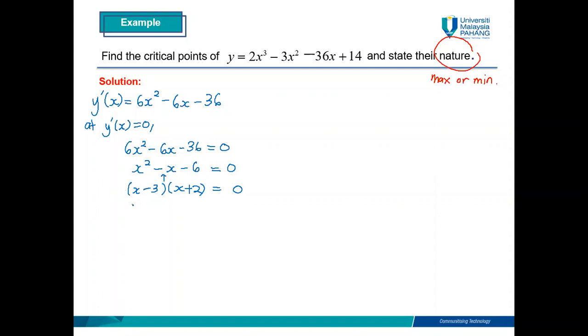So next, we have x is equal to 3 and x is equal to negative 2. So, right, we have the critical values.